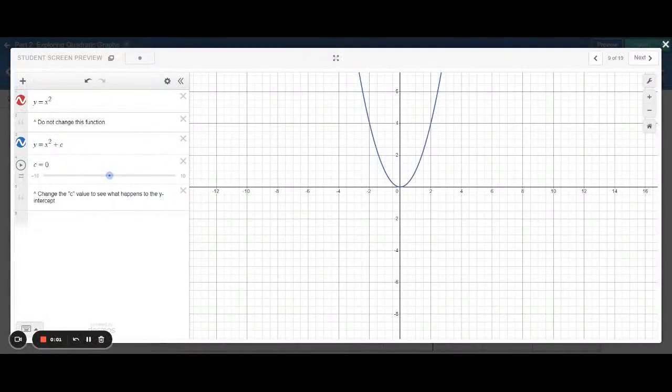Well, have you figured out what the C does to the quadratic function? It just moves it up or down. The correct word is it translates it. And so when I put a 5 here for C, it's going to translate it 5 from the origin.